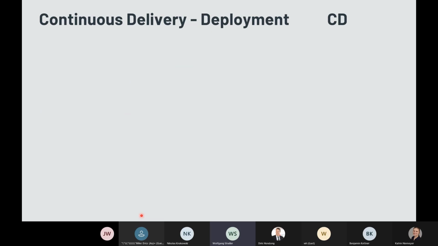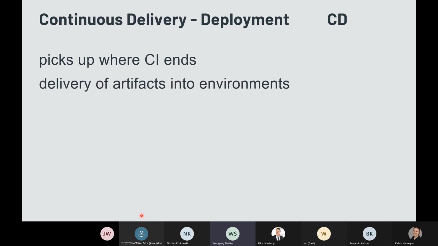Whenever those changes are validated, there's the next step: the continuous delivery, the continuous deployment process, the CD. So the pipeline's next step picks up where CI ends. It takes the validated, built database project and delivers the artifacts into environments. I've written artifacts here because database projects are only one part of the story.